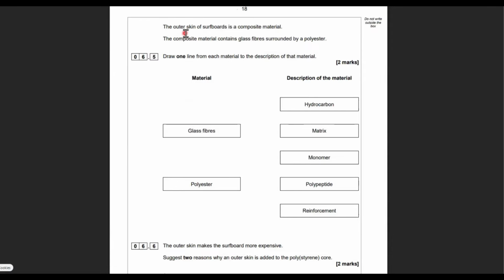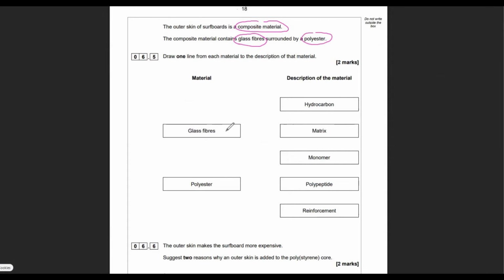The outer skin of surfboards is a composite material. The composite material contains glass fiber surrounded by a polyester. Draw one line from the material to the description of that material. It's worth 2 marks. Why don't you pause the video, see if you can work it out.